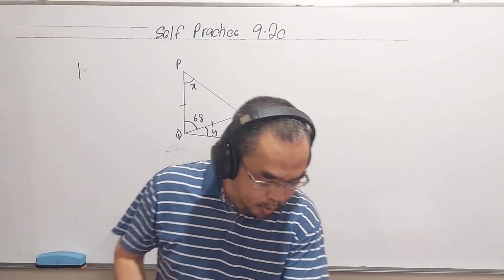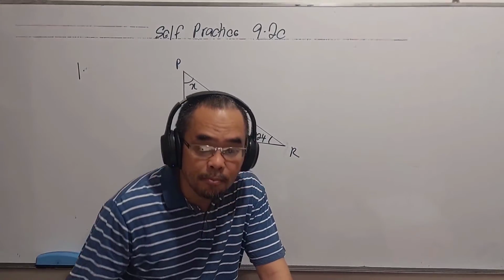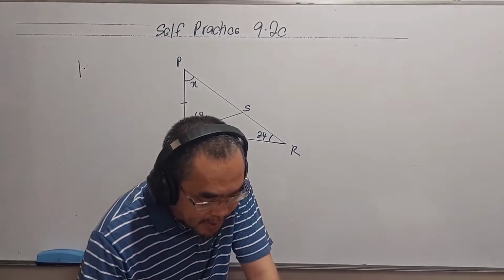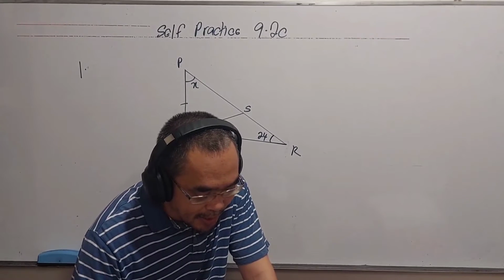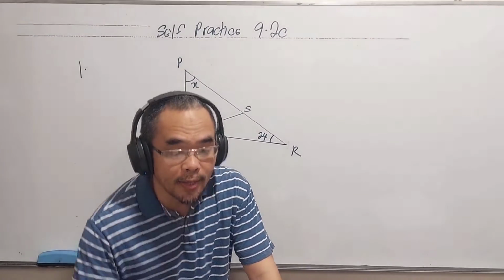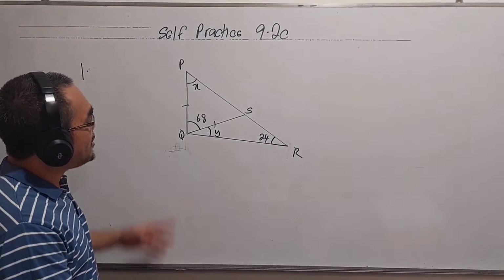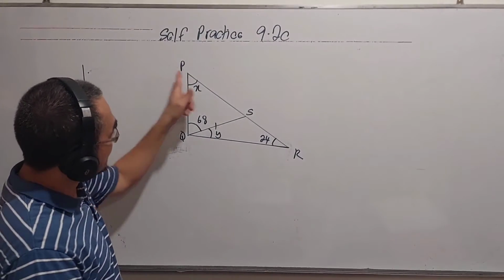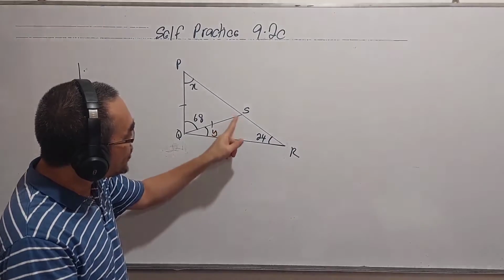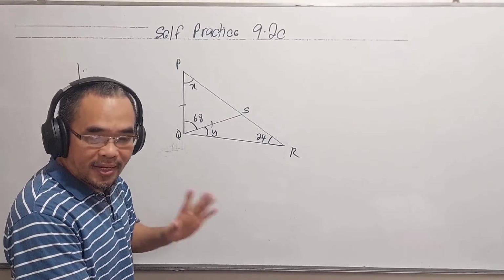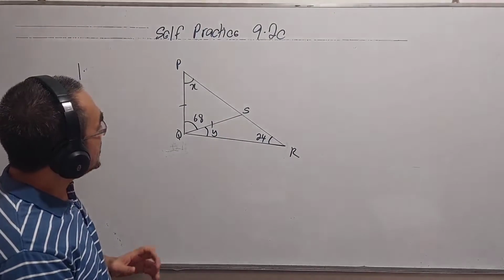Okay, now look at question number 1, practice 9.2c. In the diagram, PSR is a straight line. Calculate the values of x and y. So how do we get the value of x and y here? This is a straight line, which means the angle between the two here will be 180.